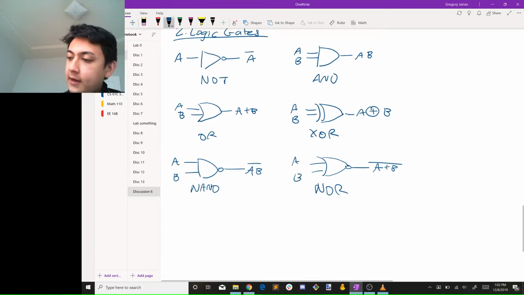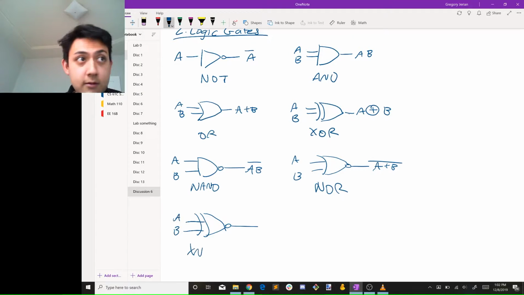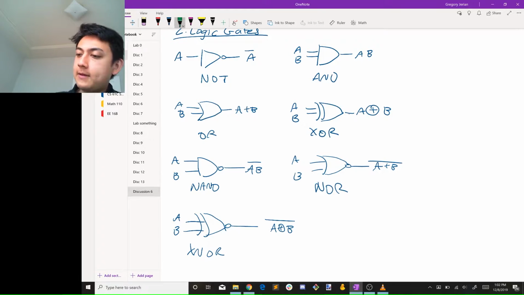And finally, the XNOR gate looks like this. It looks like an XOR gate, and then it has this NOT at the end. So they probably found that NSHOR didn't quite slip off the tongue, so we got XNOR instead. We should probably be thankful for that, moderately. Okay.